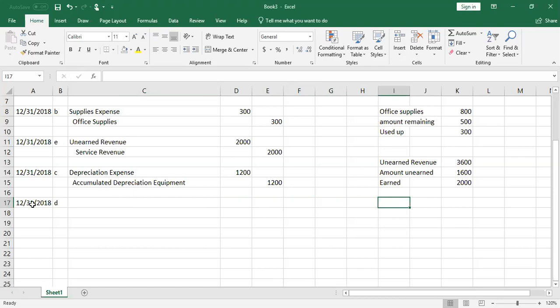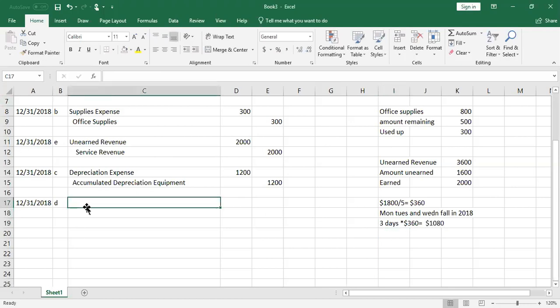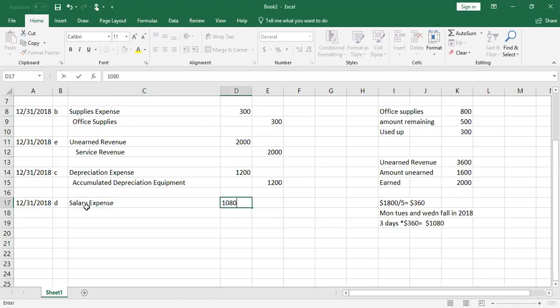So let me do this on here instead of on my notebook. Divided by 5 is 360. Monday, Tuesday, and Wednesday fall in 2018. So 3 days times $360, 360 times 3, is $1,080 of this week's pay that needs to be recorded as an expense in 2018. So we would debit salary expense for $1,080.